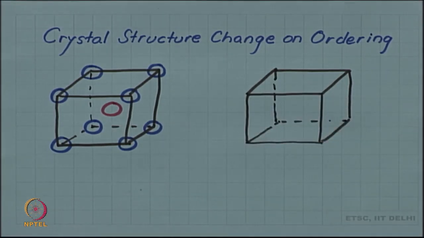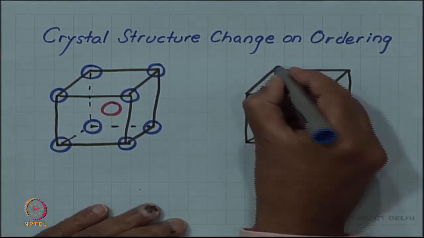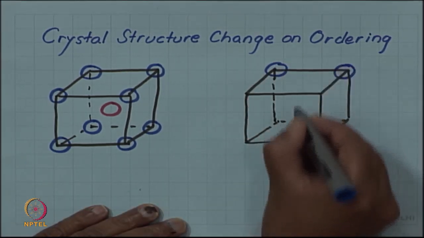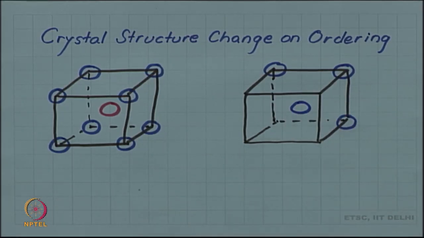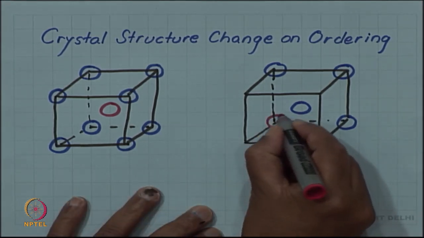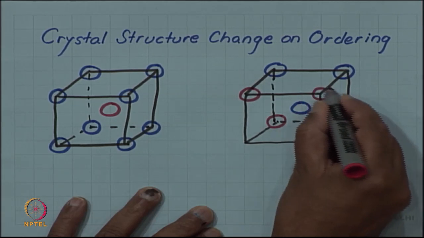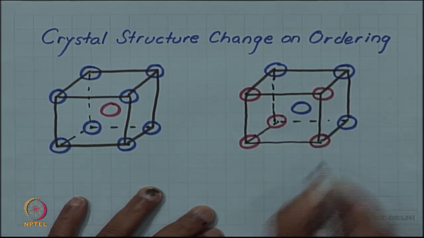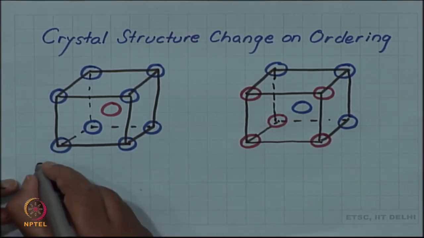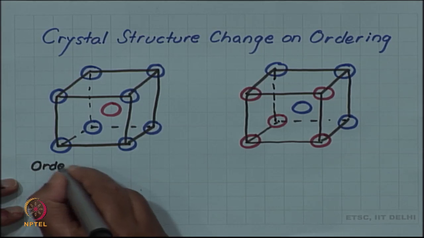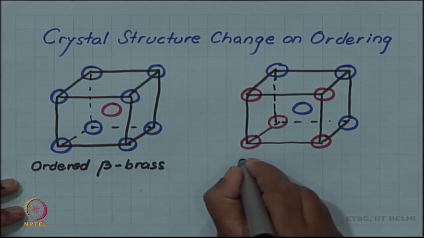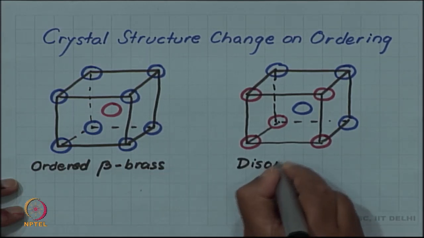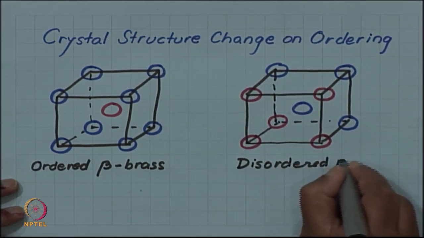So, some locations, some corners will be occupied by zinc, maybe the center is also occupied by zinc, whereas some other corners are occupied by copper. So, this is ordered beta brass, this is disordered beta brass.